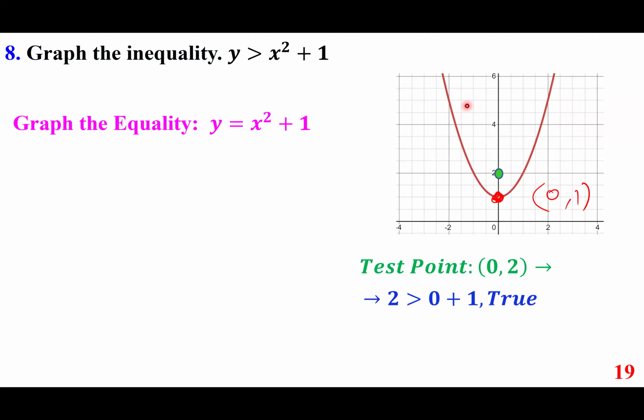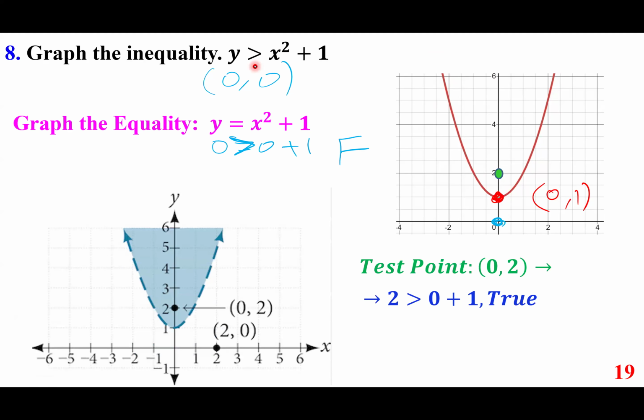Therefore, it's the inside. If you go with 0, 0, just for the sake of argument, class, I get 0 larger than 0 plus 1, that's a false statement, okay? So that means 0, 0 is not included. Therefore, the answer is everything inside, and this is dashed because we don't have the equality. So it looks like that.